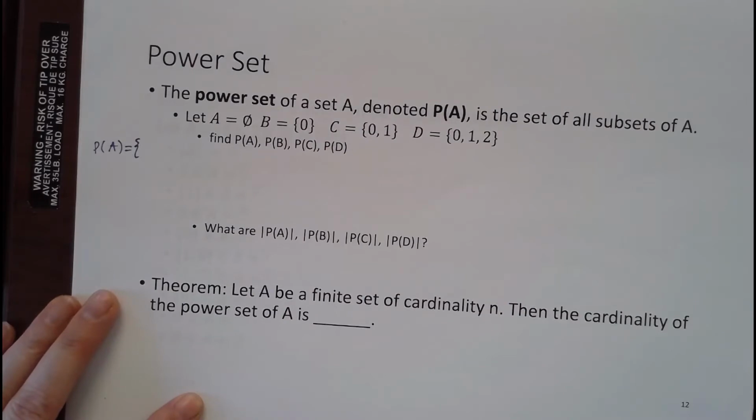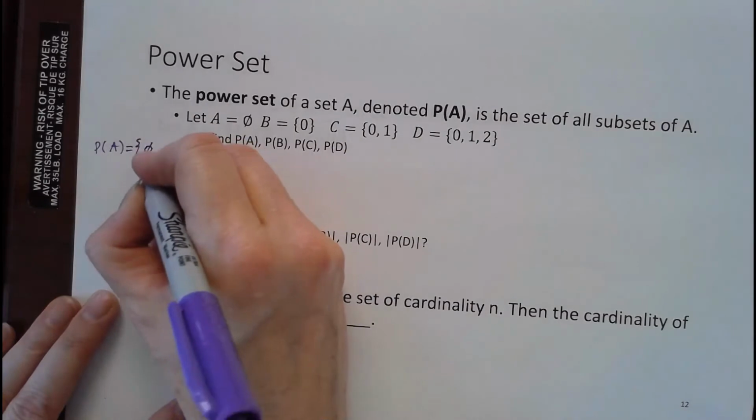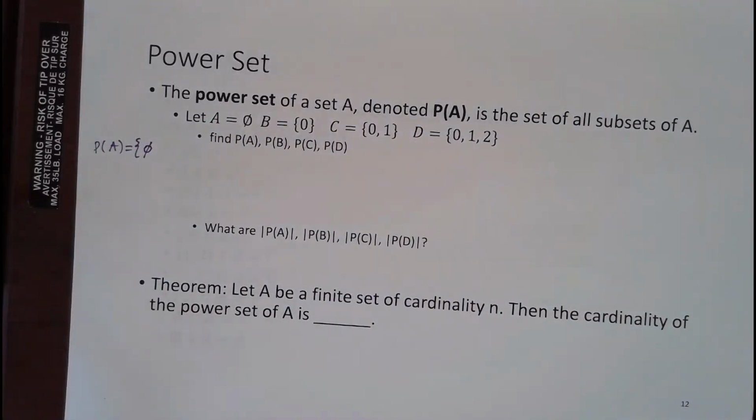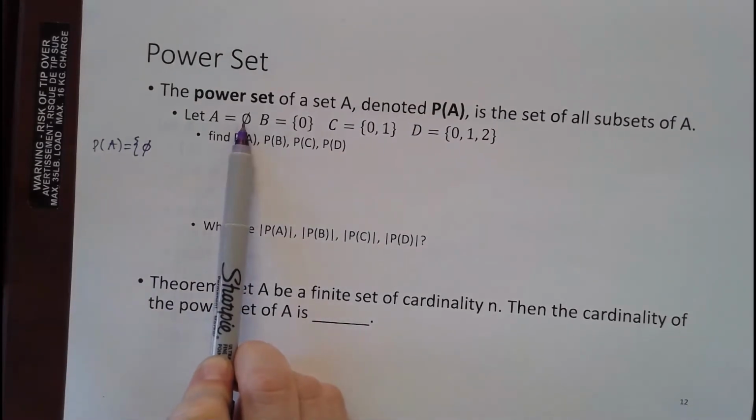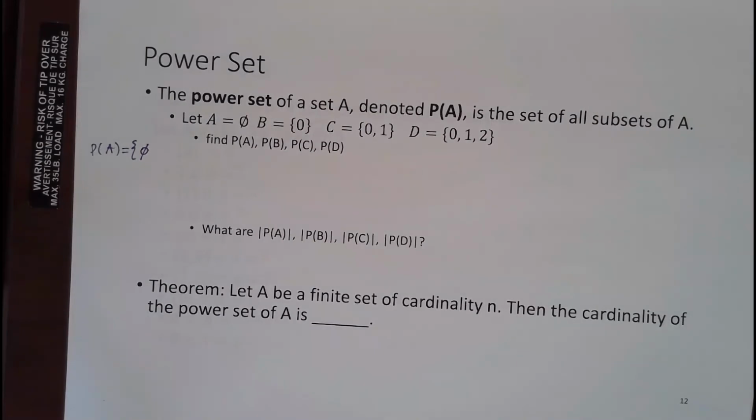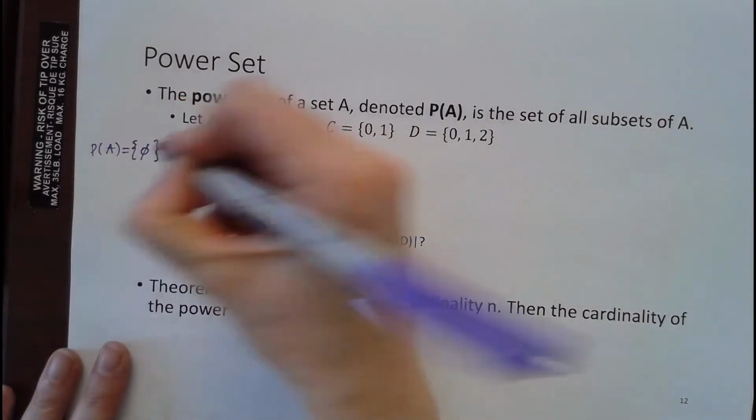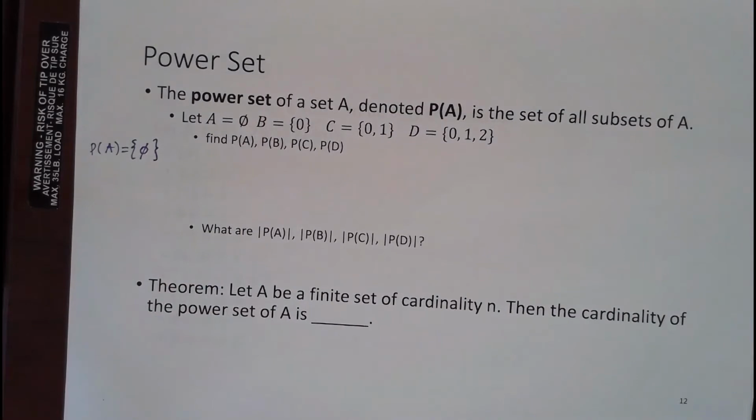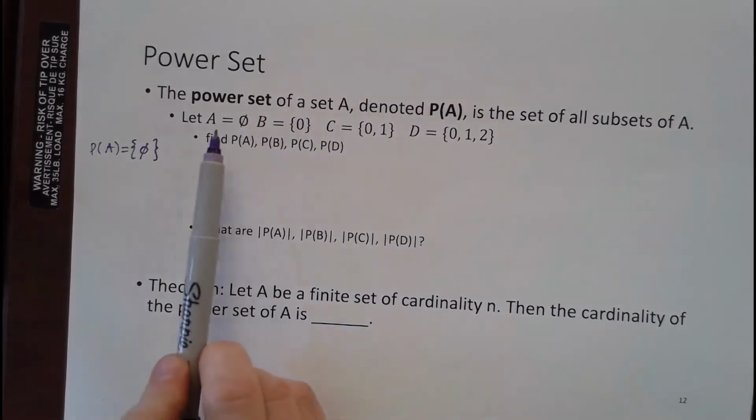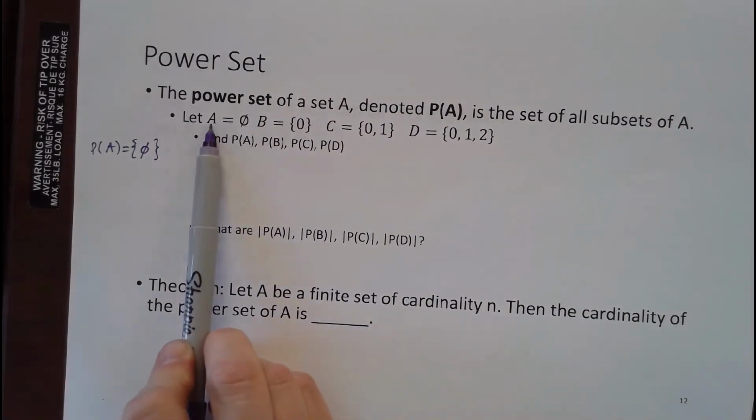So the first subset of the empty set is the empty set itself. Everything in this set is also in this set. Okay, are there any other subsets of A? And that's it. There's nothing in there, so the only subset is nothing. The set containing nothing. Okay, so notice that the set A has cardinality what?